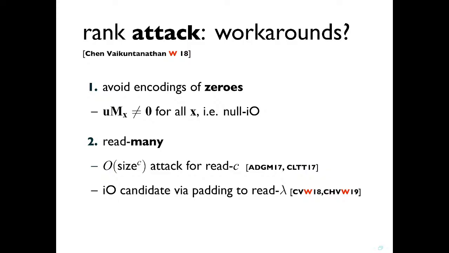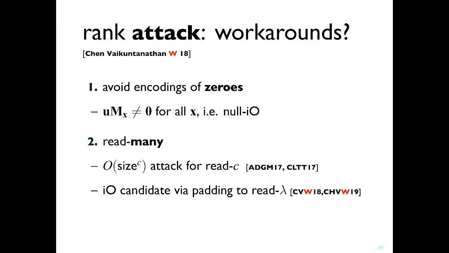The other is to move to the read-many setting. I know I said that we don't really think about read-many programs, but you can still think about them. And for read-many programs, you can show that the attack complexity grows. If you read C, the complexity of the attack grows exponentially in C. In particular, if C is very large, like lambda, the attack no longer works. So what you can do to avoid the attacks is just artificially pad your program to be read-lambda, essentially by padding your program with identity matrices. And that gives you an I/O candidate that is not broken, and for which we have no attacks.